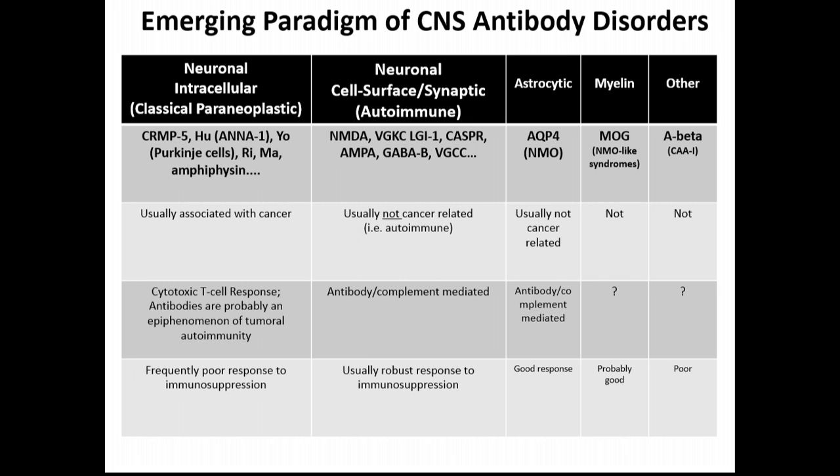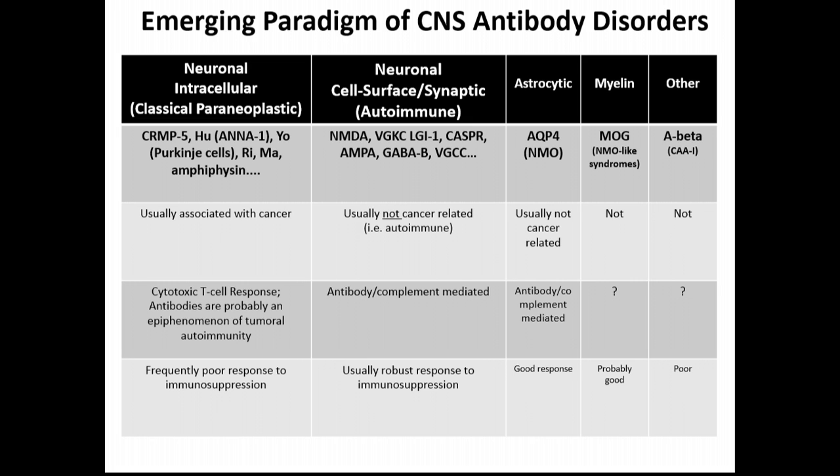So this is the emerging paradigm of what's going on. On the left are the neuronal intracellular, what I like to call classical paraneoplastic disorders. They're usually associated with cancer. It's really a cytotoxic T-cell response. We think the antibodies are not the bad actors here. They're really more of an epiphenomenon, and they have a really poor response to immune suppression. In terms of treatment strategies, there are some patients that do respond, and so we will often push hard when someone's not doing well just to give them the best shot. But we need a breakthrough in terms of how to treat these patients.